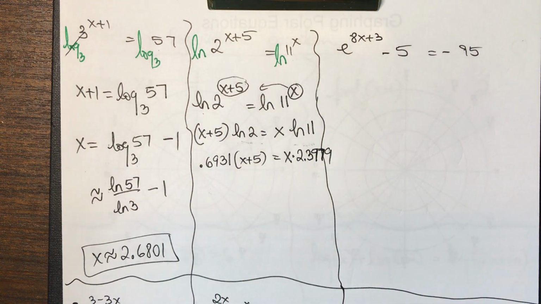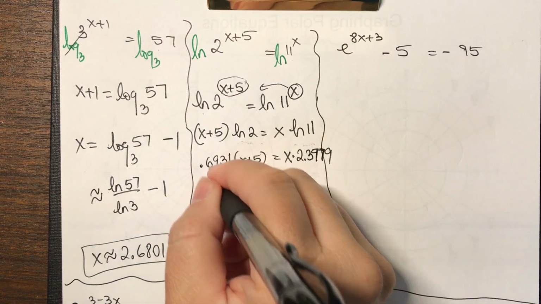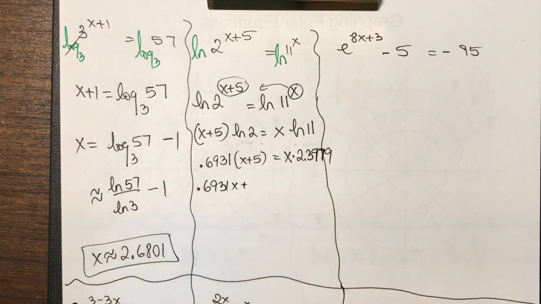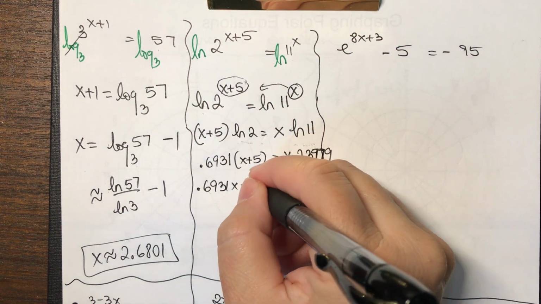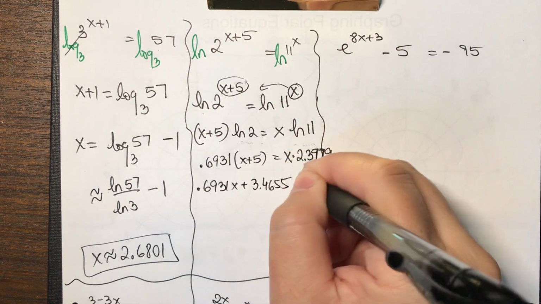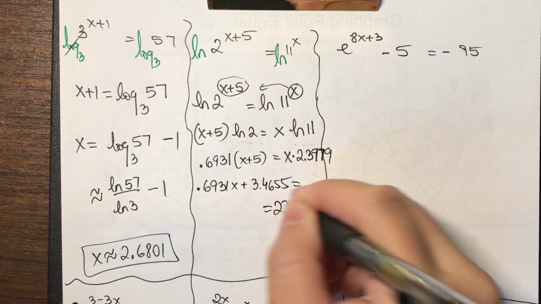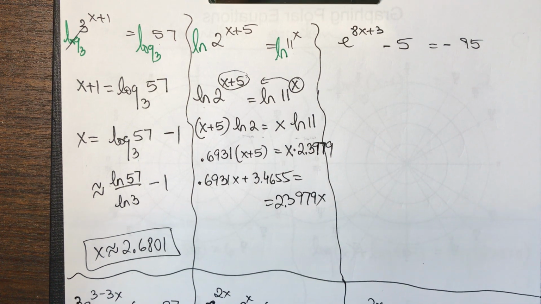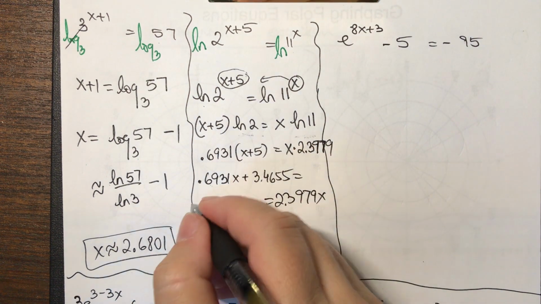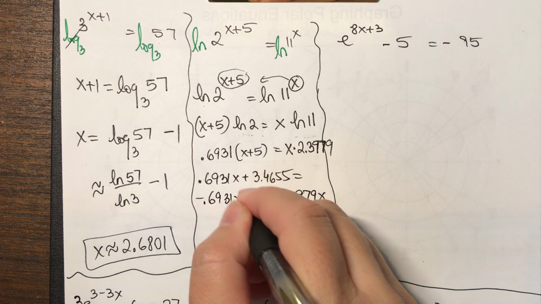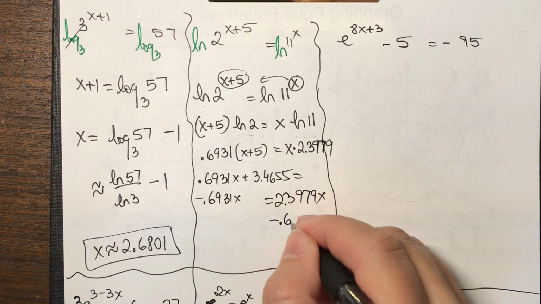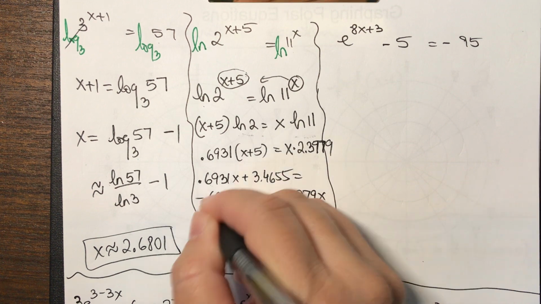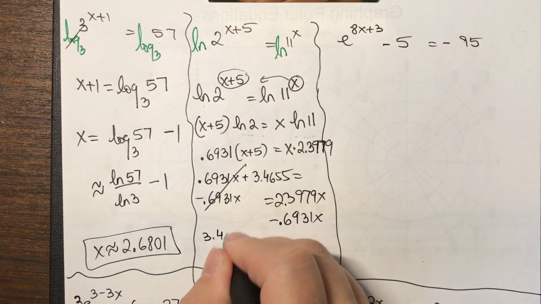So as you see, this is now back to a linear equation. So 0.6931x plus 0.6931 times 5, which is 3.4655, is equal to 2.3979x. And again, if you want to make it simpler, you can definitely just use 2 decimal places. So it's a linear equation. I'm going to get the variables to one side, keep the constants to the other side.